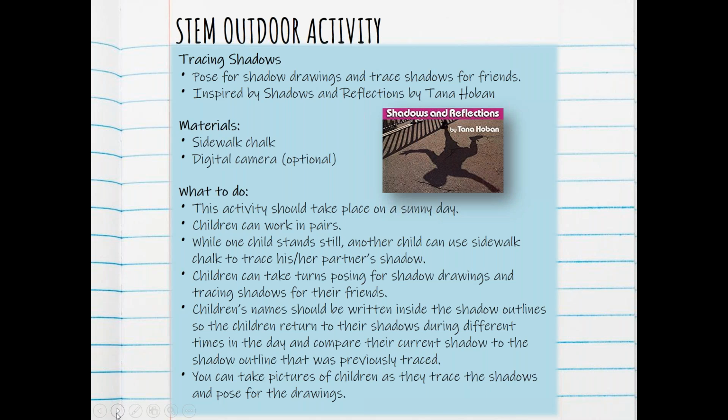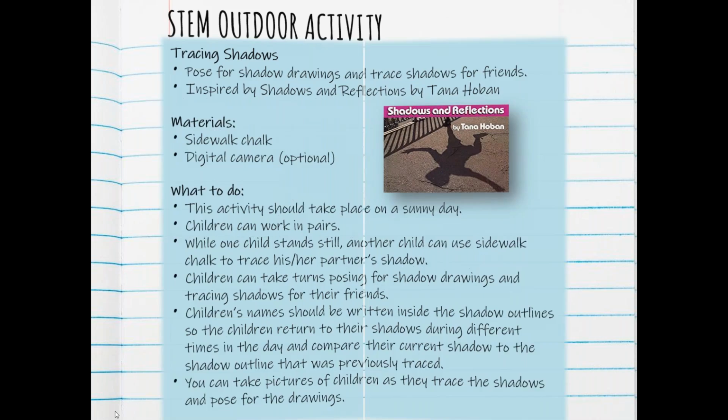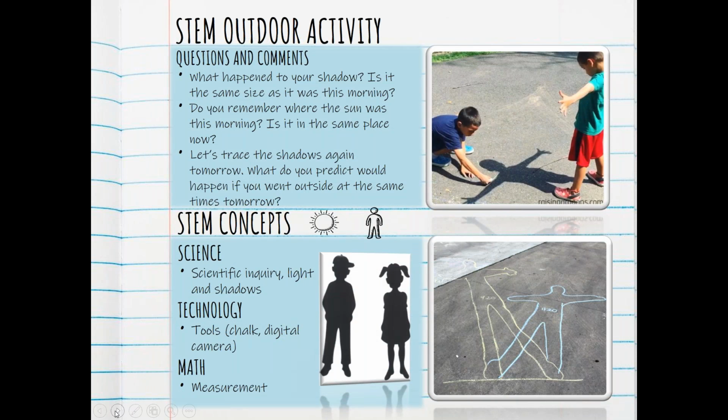And for it to be done on a sunny day, you can have children work in pairs. While one child stands and poses, the other child draws with the sidewalk chalk the tracing of the shadow. They can then take turns and put their names inside the shadow, because you're going to come back later in the day to compare what happened to their shadows from earlier. You can also then take the picture with the digital camera or your cell phone to have it recorded.